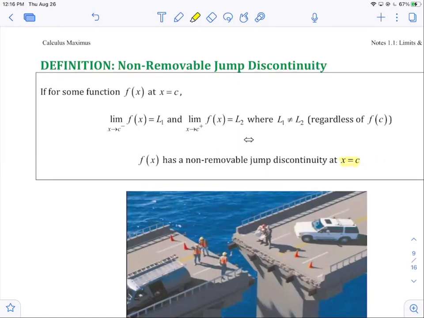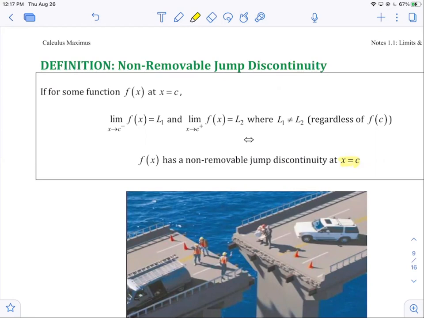We don't list it as an ordered pair like we do the hole, right? In fact, you can list the hole also as just at x equals, but it's preferred to have the ordered pair because it's a point discontinuity. This one, we just refer to it at the vertical location, okay?